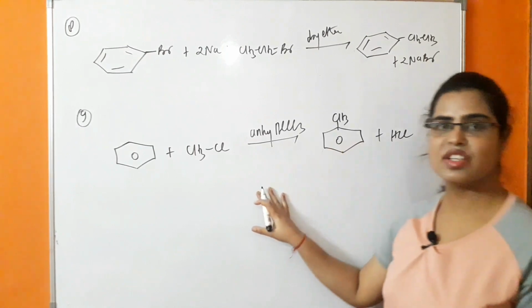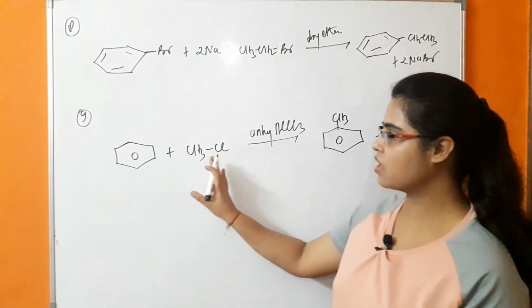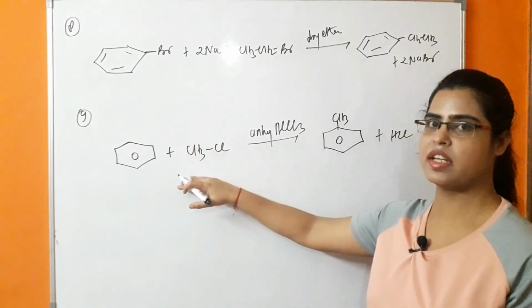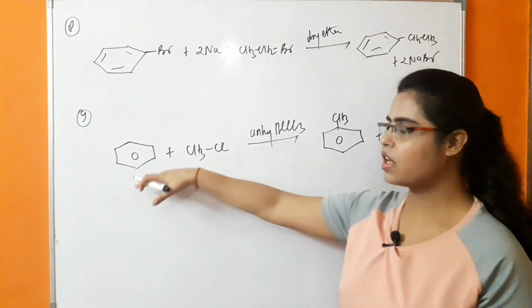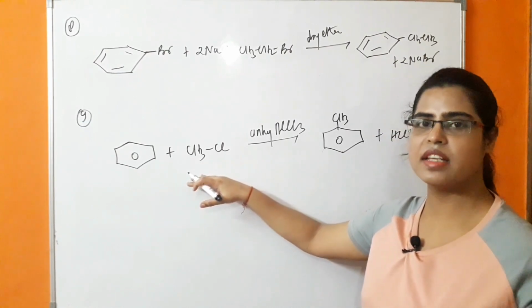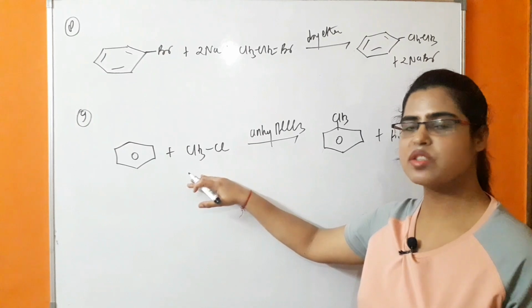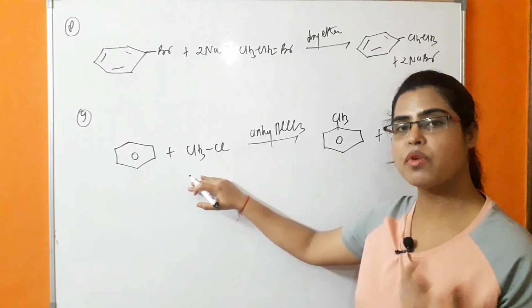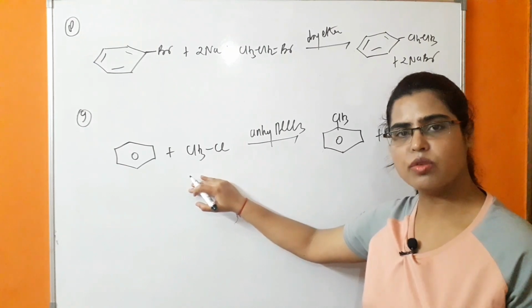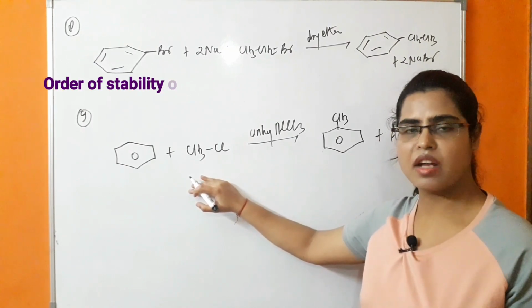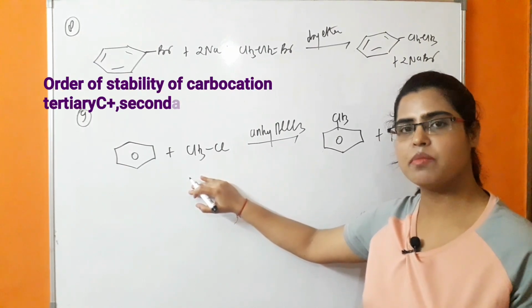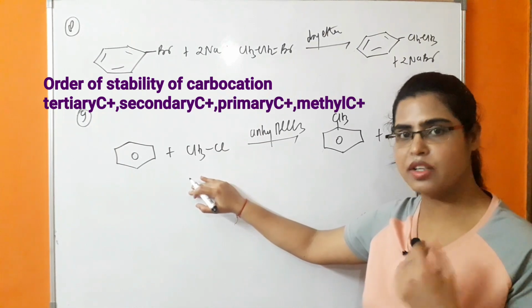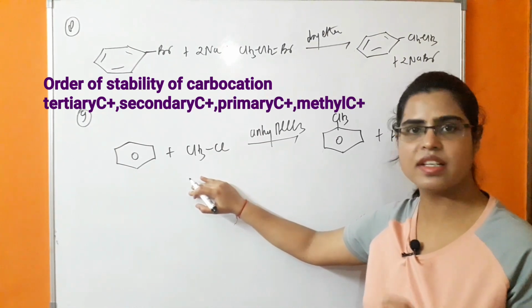There will be rearrangement if a longer alkyl chain is present, because this reaction takes place by the help of carbocation formation. We know that in carbocation formation, the most stable carbocation is 3 degree, then 2 degree, and the least stable is 1 degree.